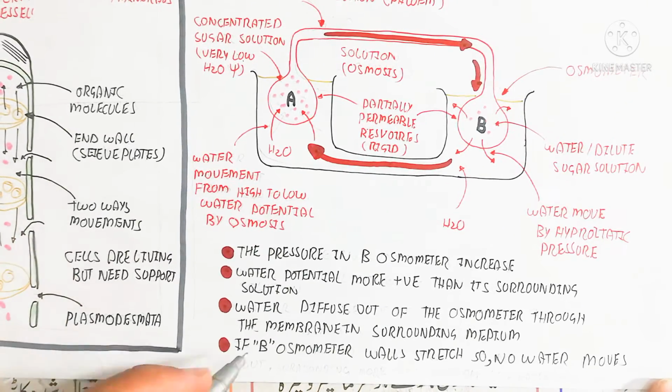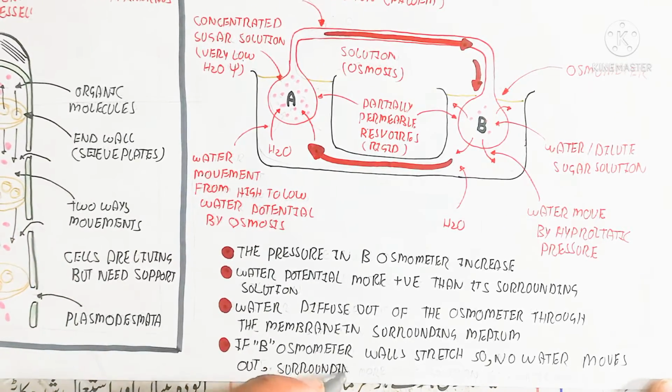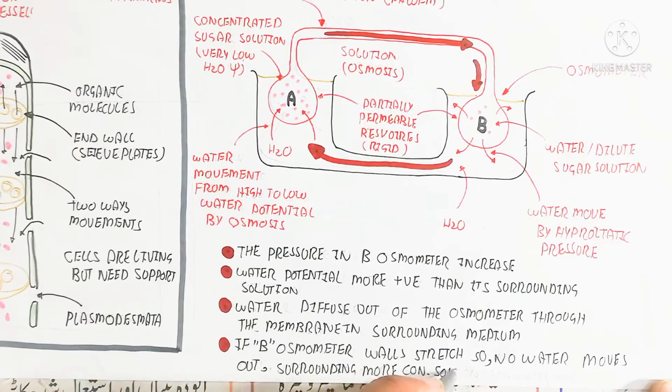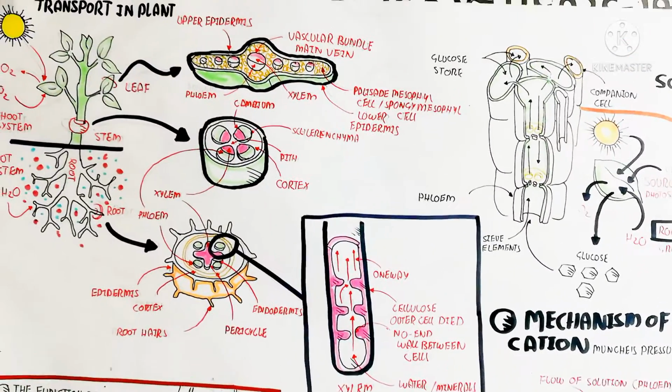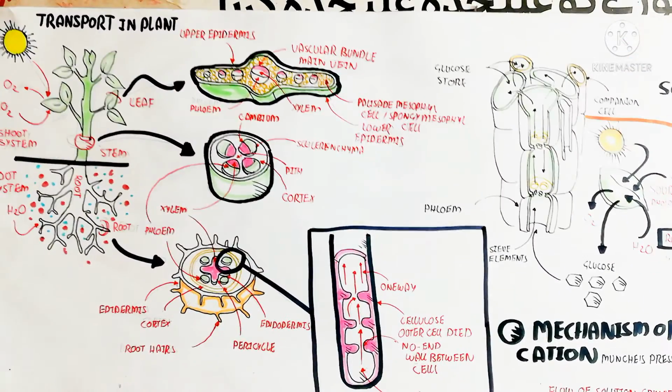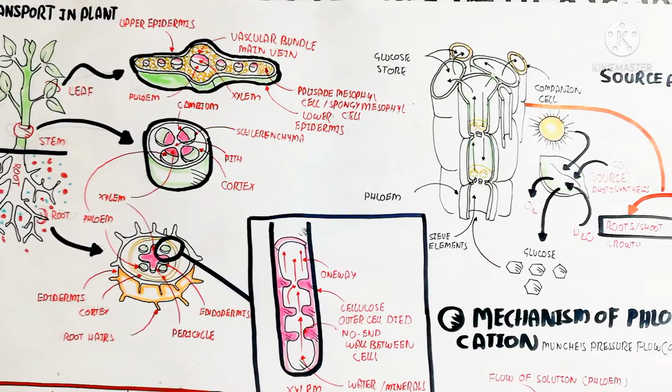So remember, the outer environment contains concentrated solution, so B, which contains less concentrated solution as compared to the environment, will have water move out. So in this way, that is the mechanism of phloem translocation of food solutes.